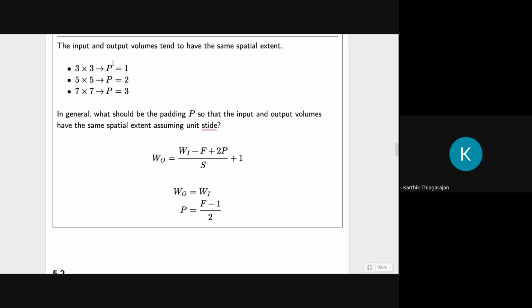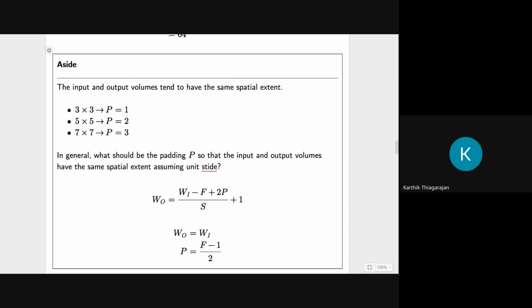So you can now plug this back. P is (F minus 1) by 2. So (3 minus 1) by 2 is 1, (5 minus 1) by 2 is 2, (7 minus 1) by 2 is 3, and so on, right? So this is a useful result to keep at the back of your mind.